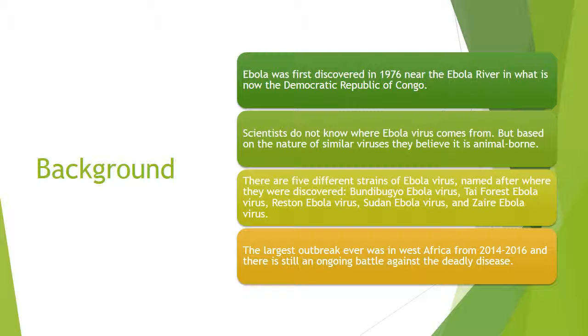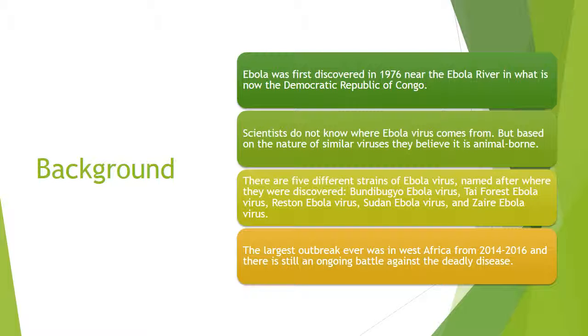So to start off, we're going to talk a little bit about the background. As you can see, Ebola was discovered in 1976 off the coast of the Ebola River in what is now known as the Democratic Republic of Congo. Since its initial discovery, Ebola has spread to now encompass many more countries within Africa and around the world.